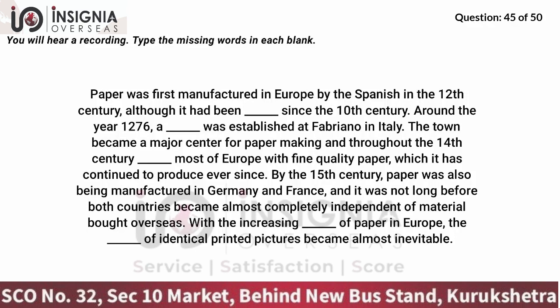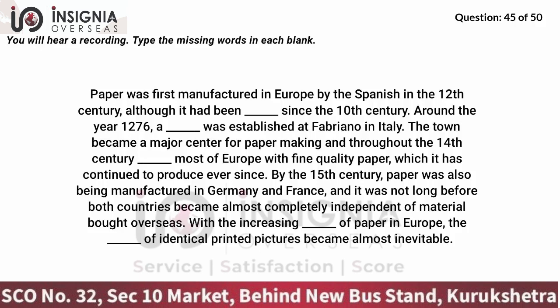Paper was first manufactured in Europe by the Spanish in the 12th century, although it had been imported since the 10th century. Around the year 1276, a mill was established at Fabriano in Italy. The town became a major centre for papermaking and throughout the 14th century provided most of Europe with fine quality paper, which it has continued to produce ever since.